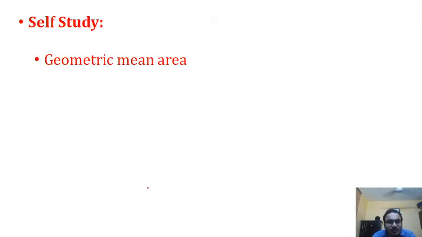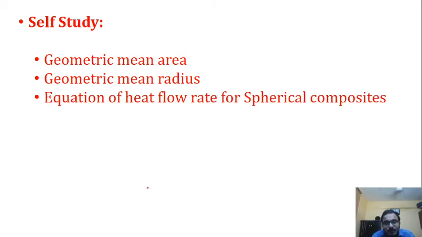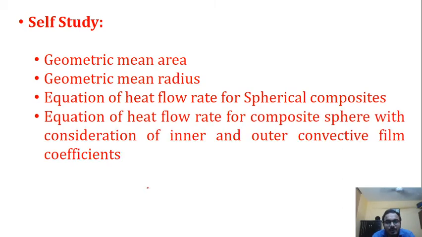So there are a few things which I am giving you in self-study. First is calculating geometric mean area. Second is calculating geometric mean radius, which is similar to our theory of cylindrical walls, and the equation of heat flow rate for spherical composites, and the equation of heat flow rate for a spherical composite with consideration of inner and outer convection film coefficient. We have already done this for a plane wall and cylindrical wall, so you should be able to do this by yourself also.